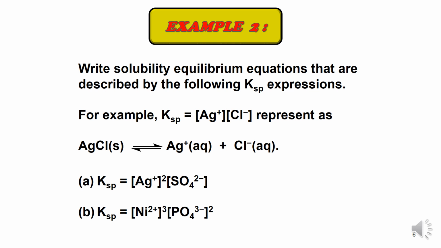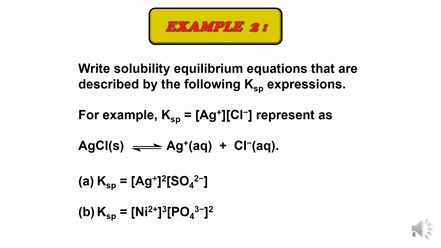For the next example, write the solubility equilibrium equation that is described by the following Ksp expression. For example, Ksp equals [Ag+] times [Cl-]. So we can write the equilibrium equation: AgCl solid, slightly soluble, forms Ag+ aqueous plus Cl- aqueous.